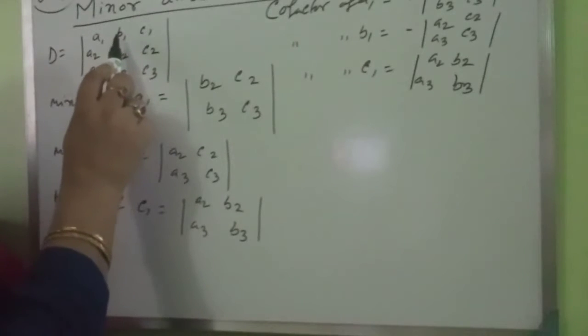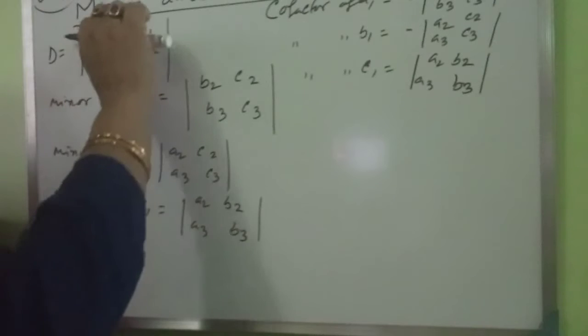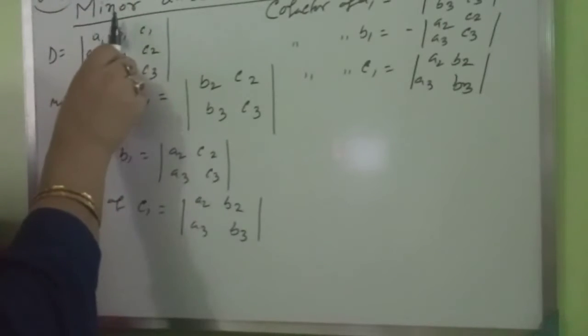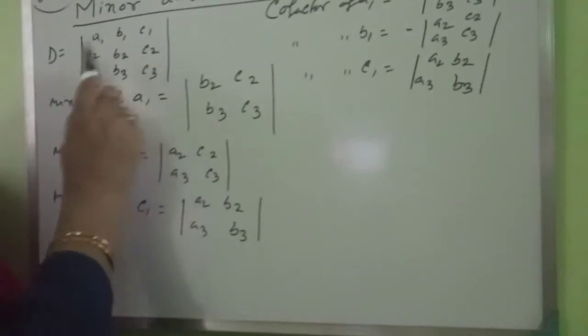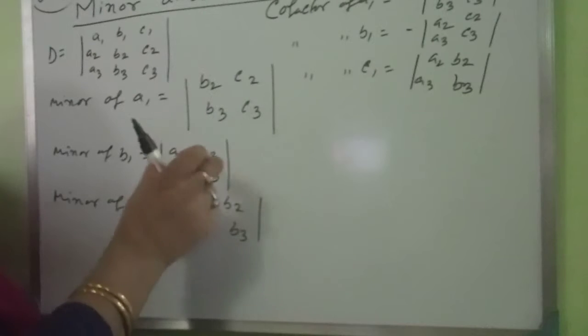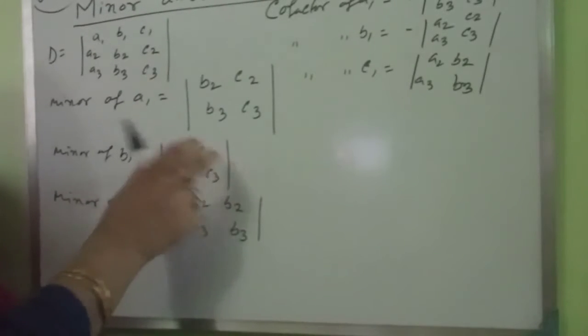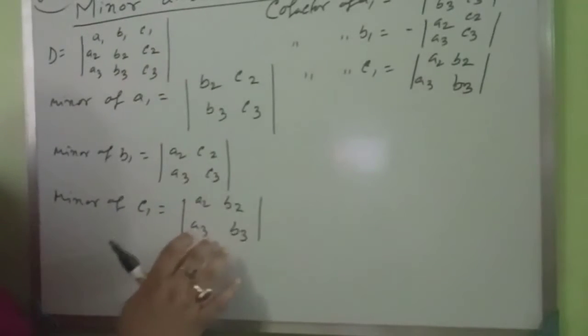Similarly, what is the minor of B1? B1 lies at the intersection of the first row and the second column. So we discard the first row and the second column, and then we get A2, C2, A3, C3 as the remaining elements. This determinant is known as the minor of B1. So the minor of C1 will be A2, B2, A3, B3.